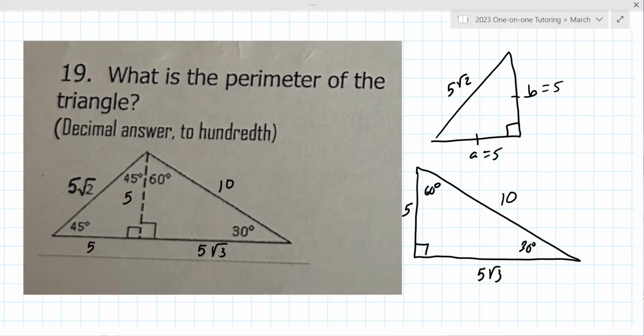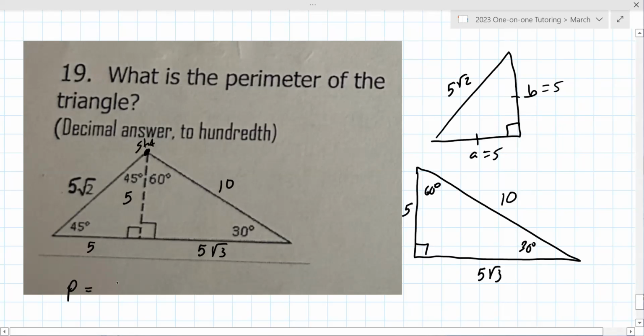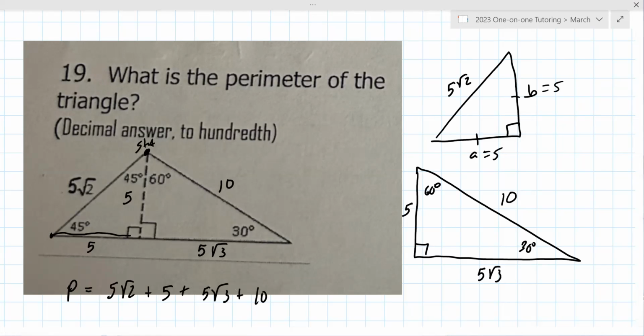All right, so this is everything. Once you have all the sides labeled, for the perimeter you're just walking around the big triangle. You can think of a starting point if you want: 5 root 2 plus 5, that's this one down here, plus 5 root 3 plus 10, and go back to that. Use the Desmos Scientific calculator and see what you come up with for this.